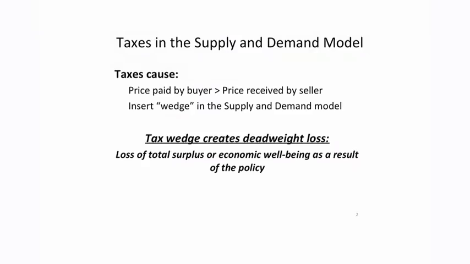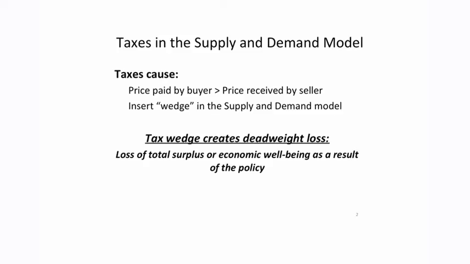So to start off with, taxation, and here specifically we will be talking about sales taxes, imposes a distortion in the supply and demand model. By imposing a tax in the goods and services market, what we observe is that the tax creates a wedge between the price paid by the buyer and the price received by the seller, so that the price paid by the buyer is higher than the equilibrium price, and the price received by the seller is lower than the equilibrium price.